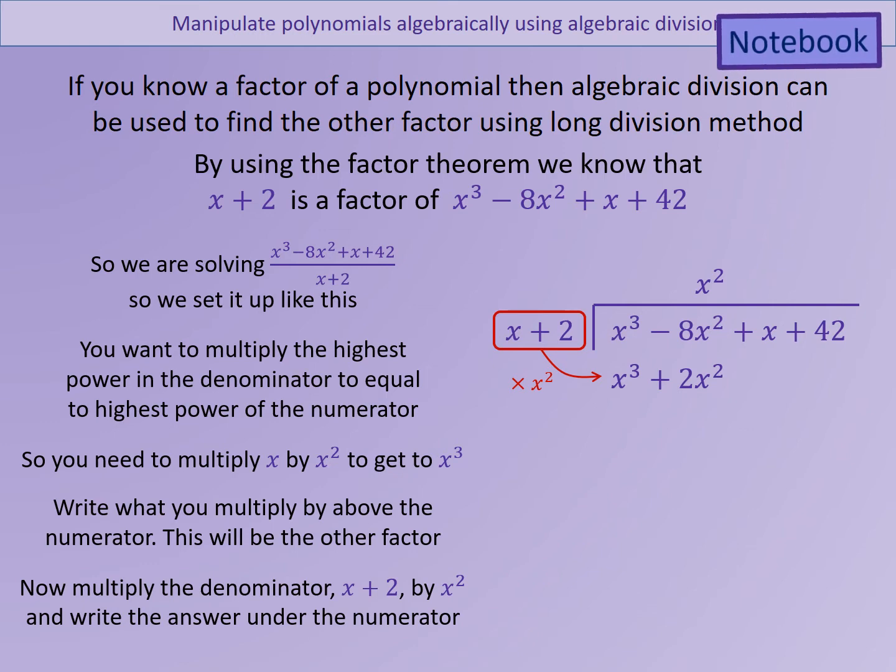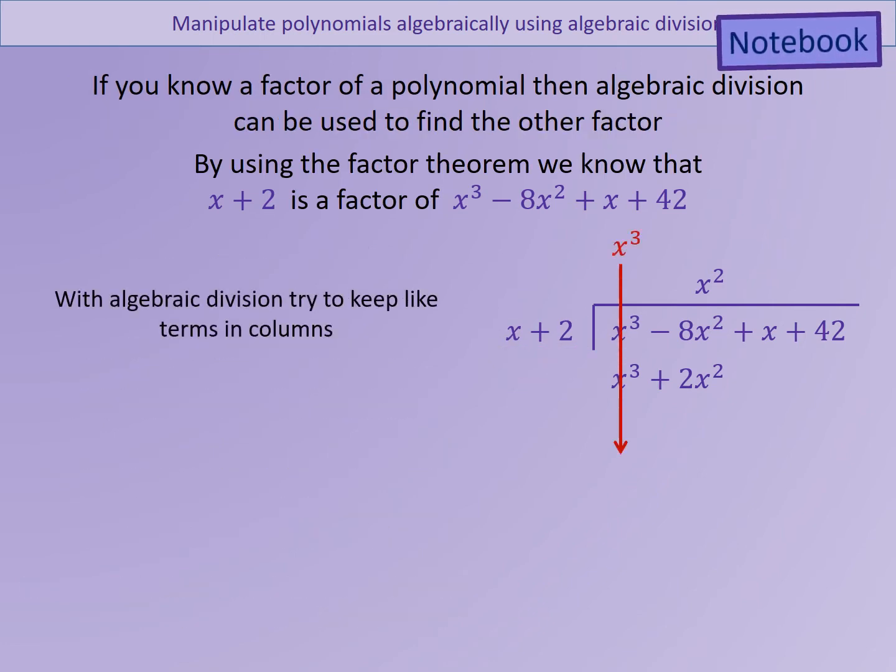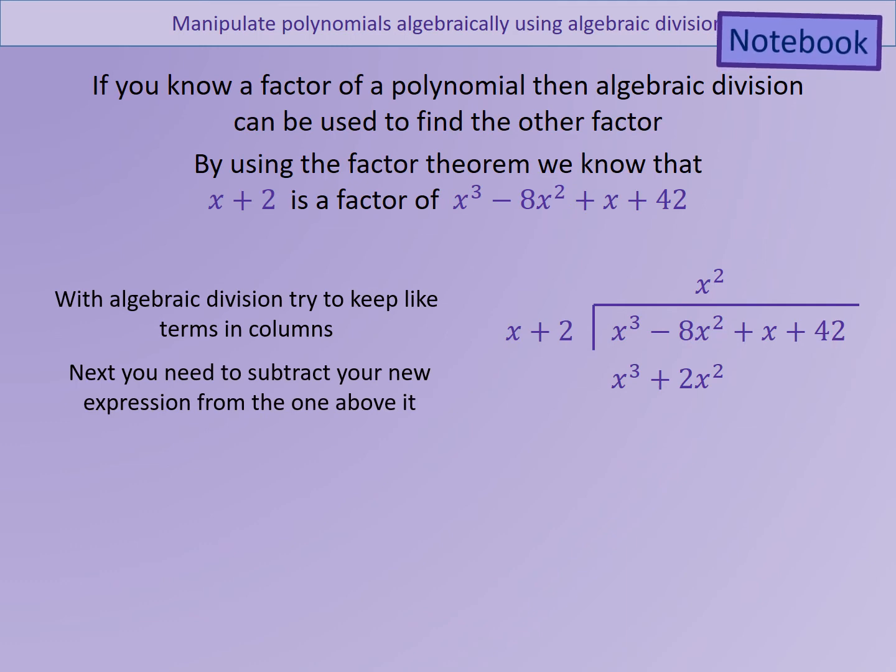So I'm now going to be subtracting the x cubed minus 8x squared and the x cubed plus 2x squared. So this is just demonstrating that I'm lining everything up carefully, which makes life easier when it comes to long division. And so I'm now going to subtract one from the other. So I get minus 8x squared minus 2x squared is minus 10x squared. Of course, I didn't have to consider the x cubes because they've cancelled each other out. They've gone. And I've also introduced the plus x plus 42.